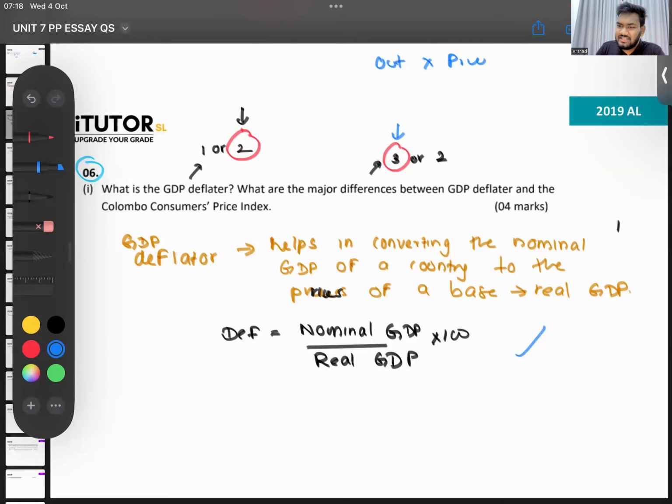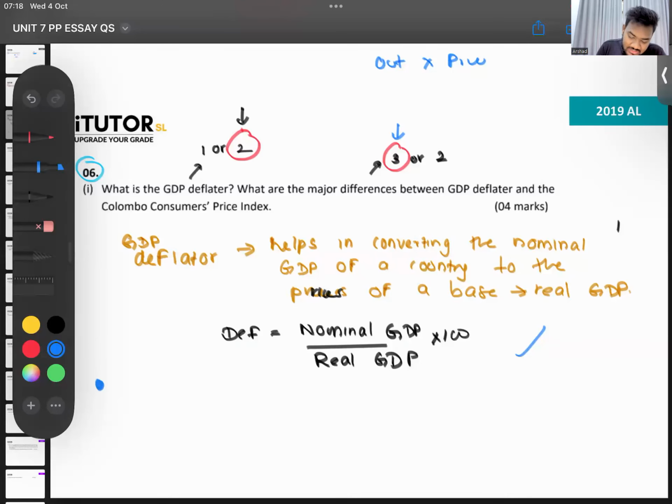Then can you all give me, guys, the differences between this? Yes, now the inflation base year is 2021. Okay. Now, differences between GDP deflator and the Colombo Consumer Price Index. We'll write 3. Then we can get our 3 marks if they give 3. Can you all tell me? Now, both of these are measuring inflation, but what are the differences?